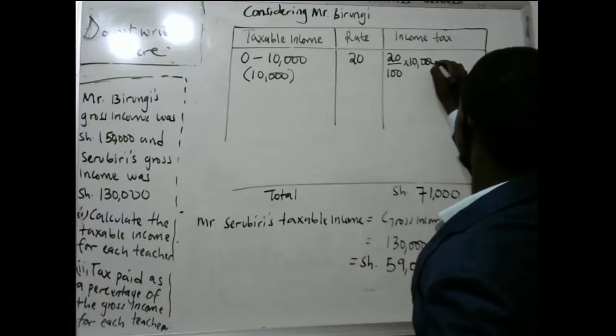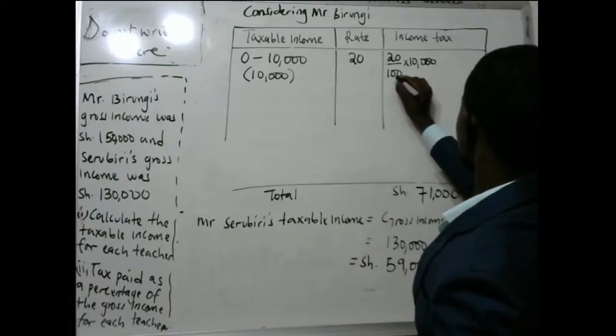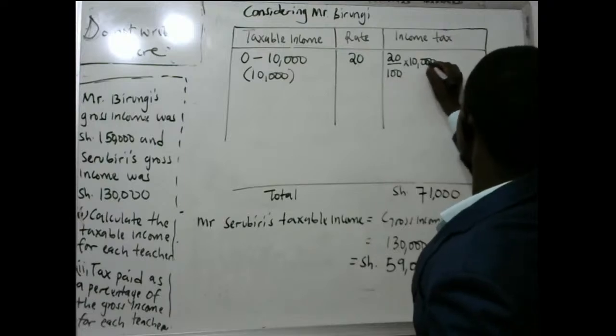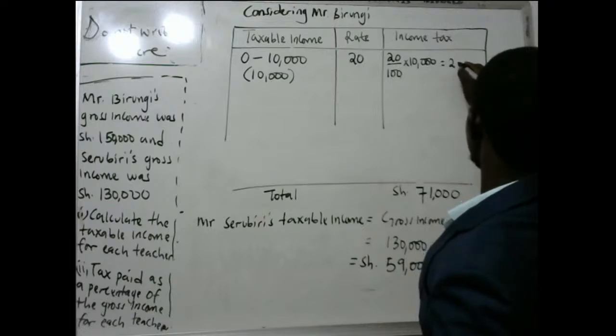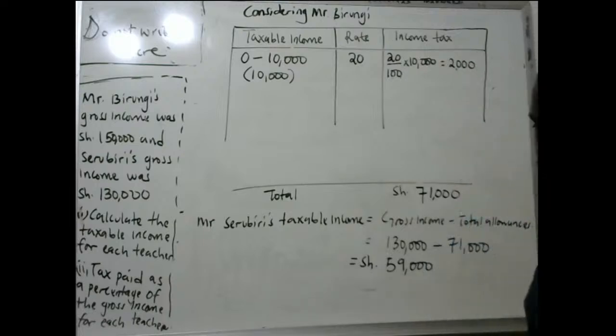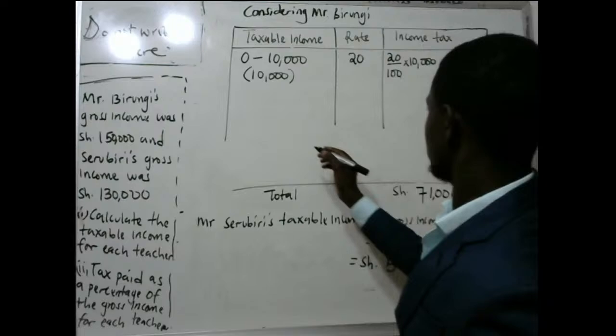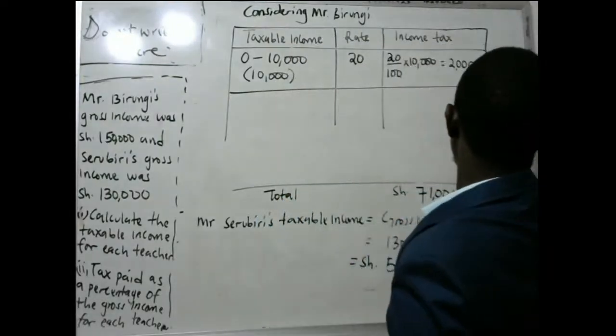What do we get? This 0 will go with this 2, and you remain with the 2,000. Are we together? You remain with the 2,000. That is it.